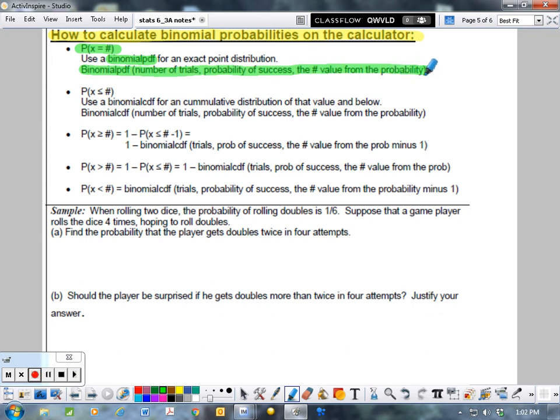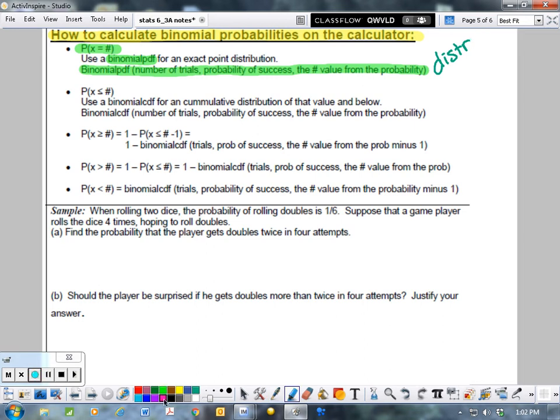So where is this? This is in the distribution menu. Anytime you're calculating probabilities on your calculator, it should be in the distribution menu. And usually that's the second VARS button, and that's how you get into your distributions. That's where your normal CDF is. And that's going to be where your binomial PDF is.